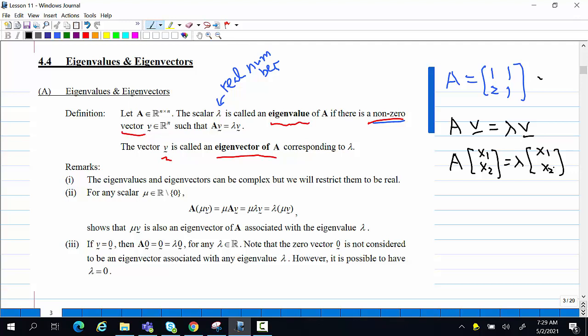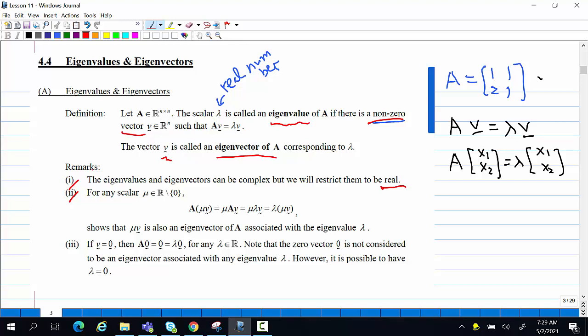Some remarks here. The eigenvalues and eigenvectors can be complex, but we restrict them to real numbers. So don't worry about complex eigenvalues and complex eigenvectors. I want to focus on the real eigenvalue and real eigenvector. This is point number 1. Point number 2 is if you have an eigenvector, any multiple of the eigenvector is also an eigenvector.